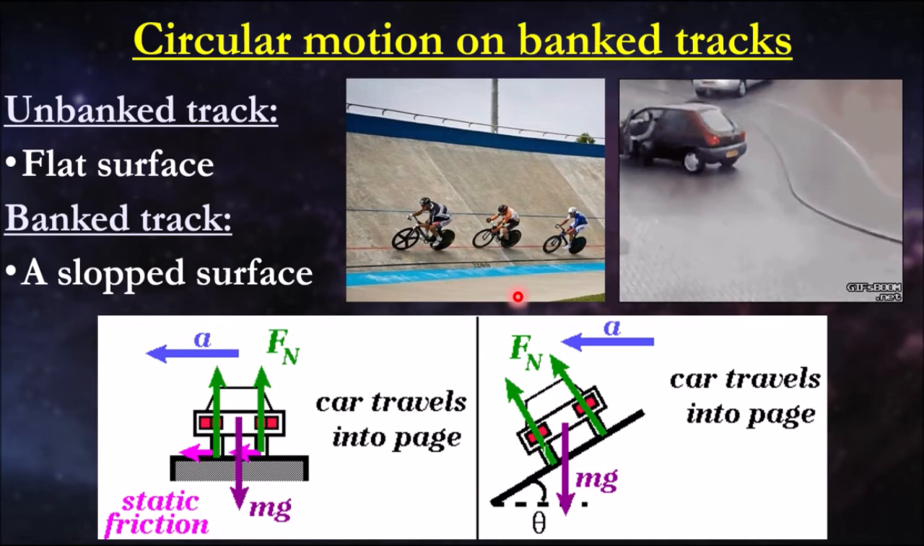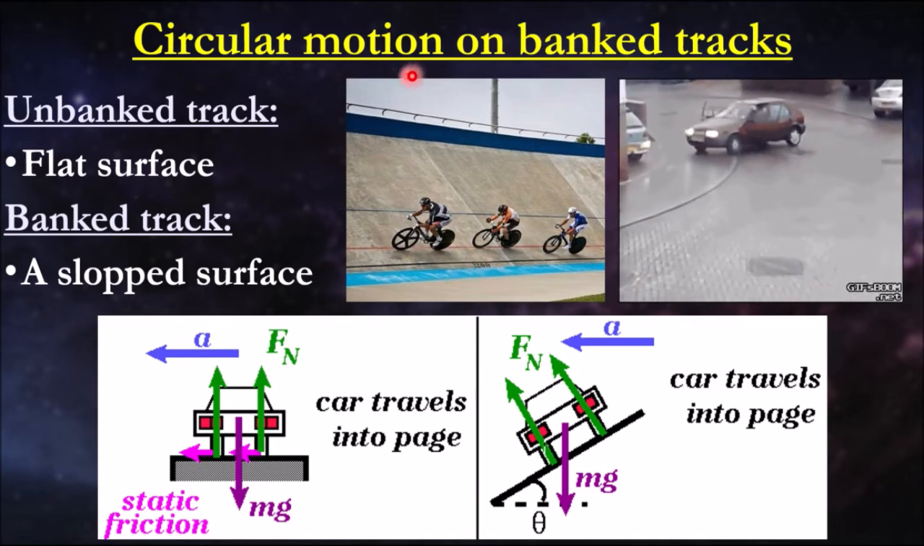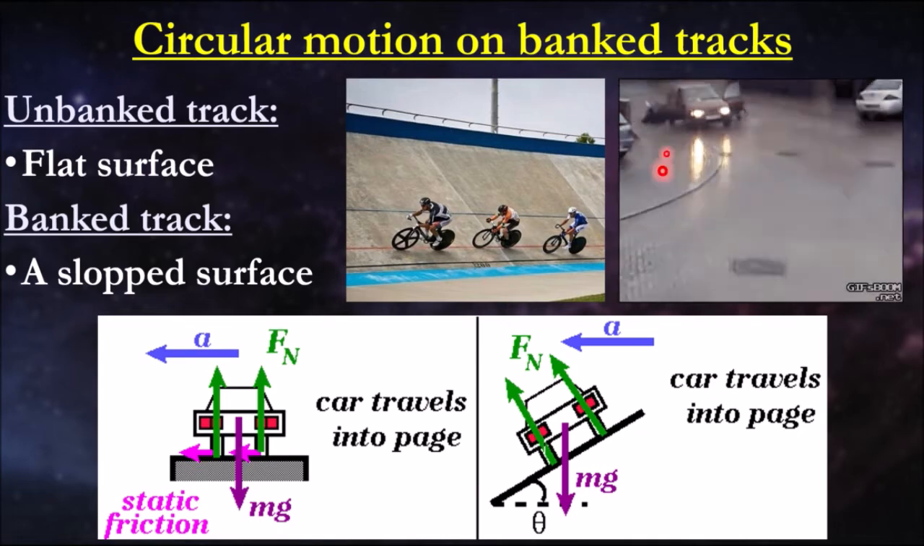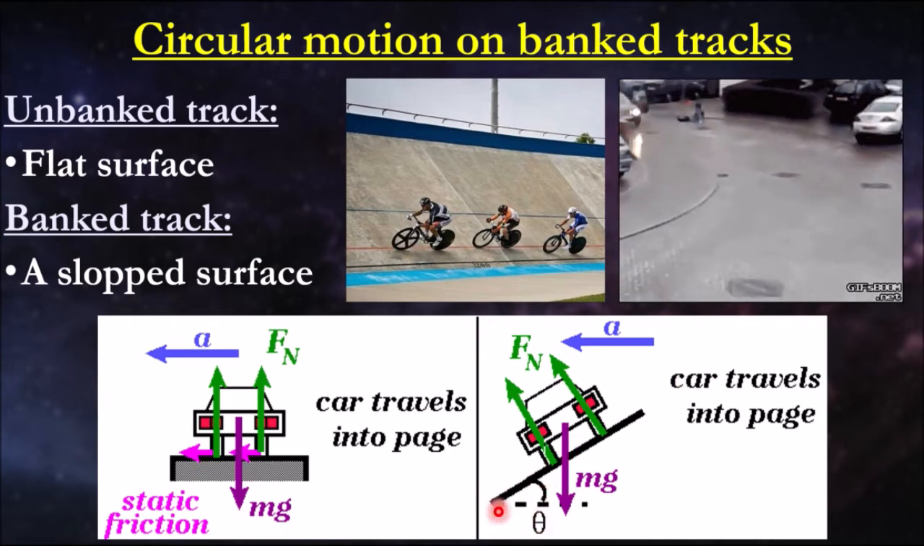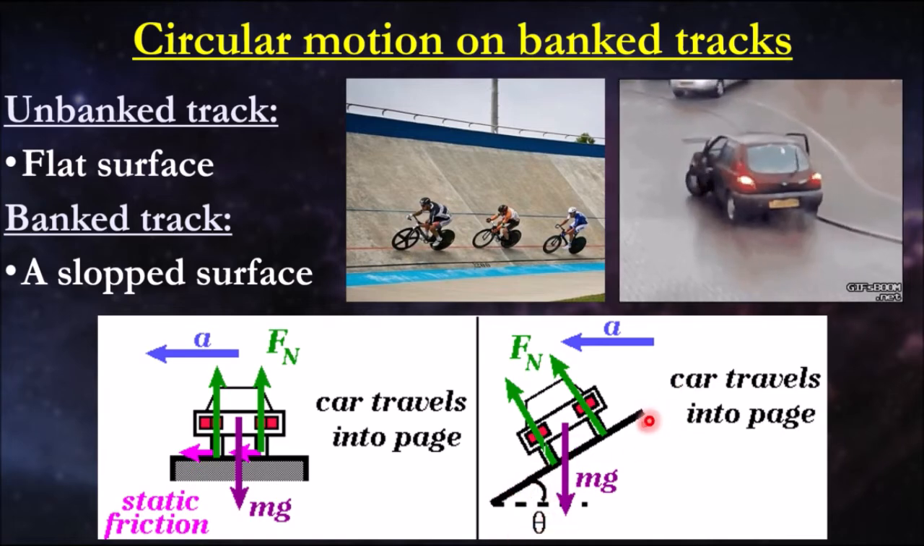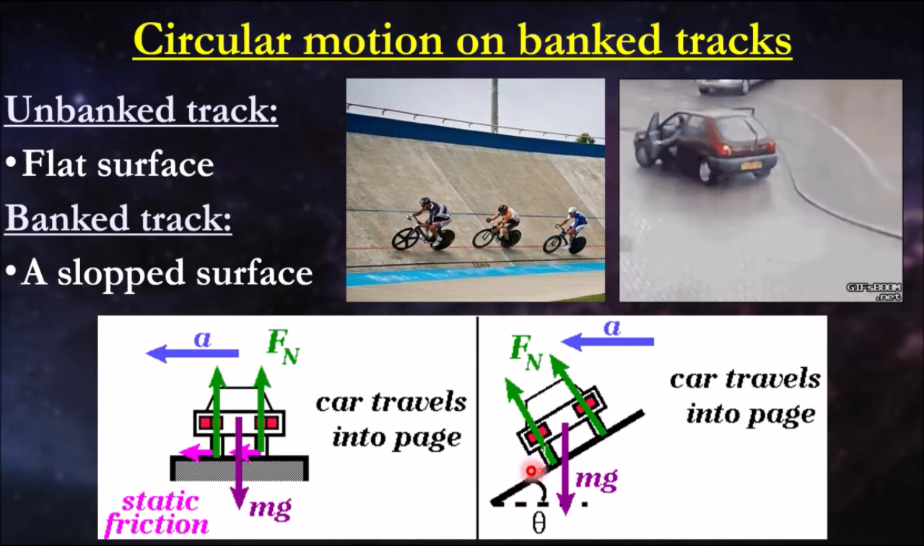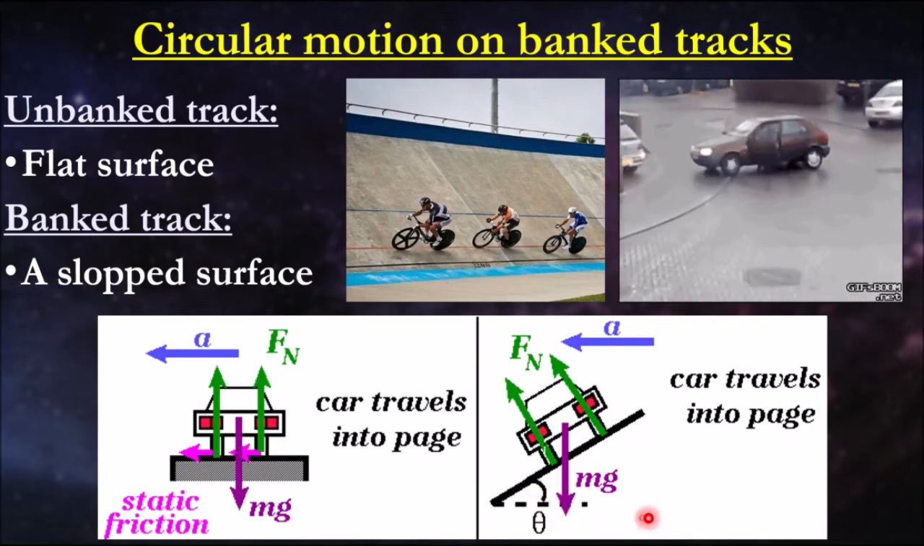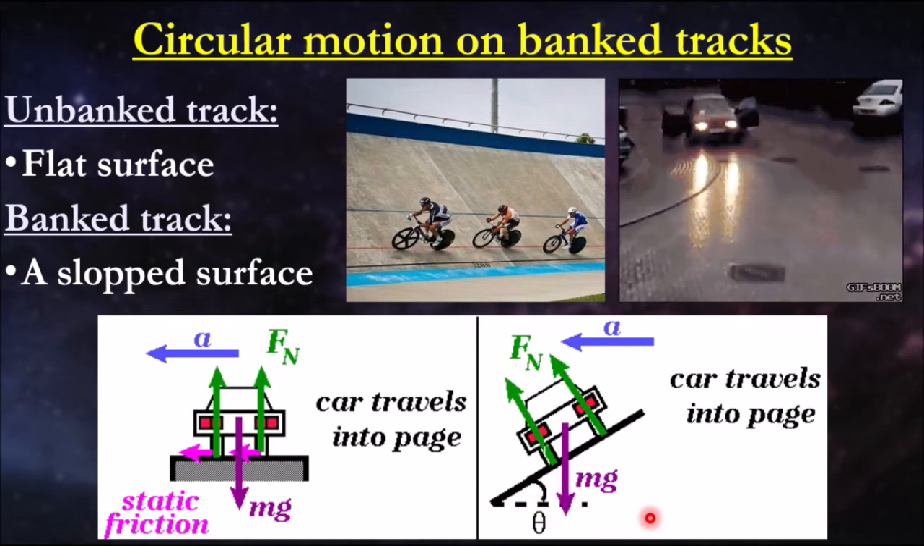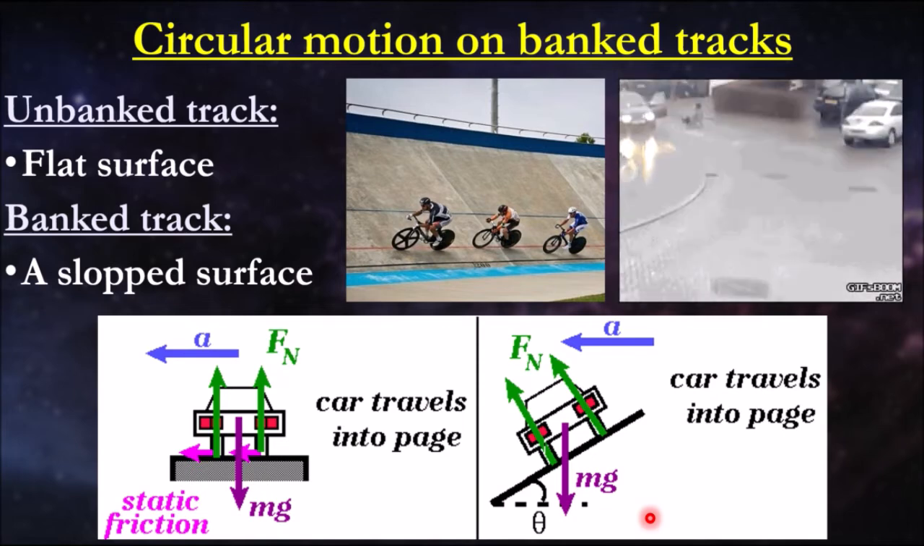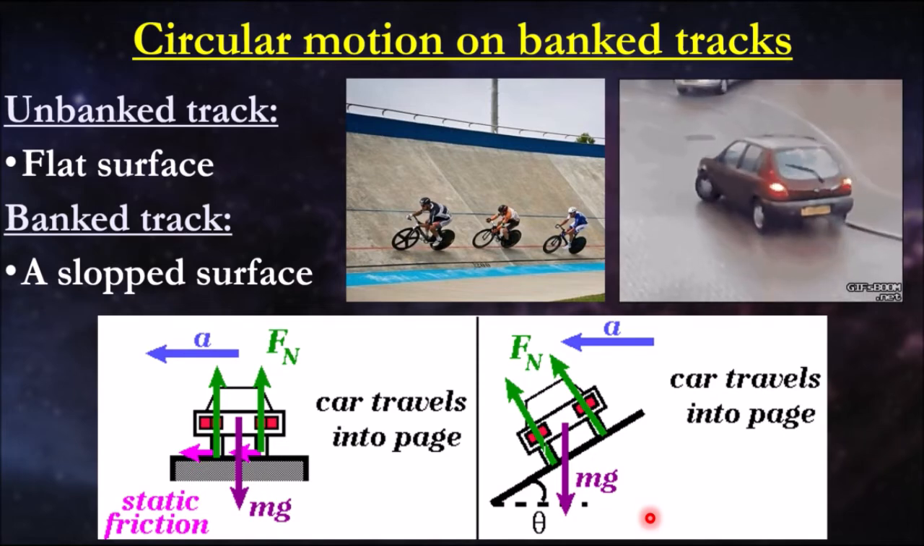Okay, so the next scenario we're going to look at is circular motion on a bank curve. What we mean by a bank curve is this: circular motion on a slope path or angled motion path. This one will take a little bit more interpretation and force vector diagram, so let's try this.